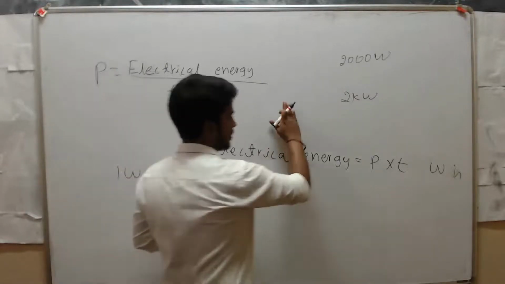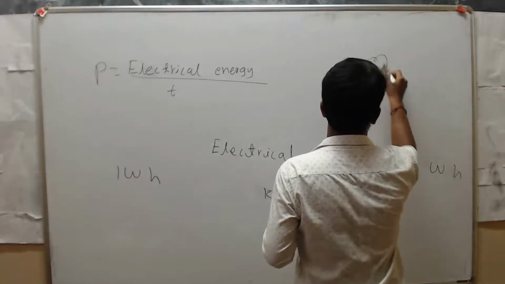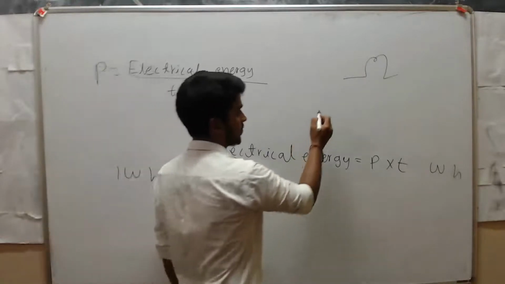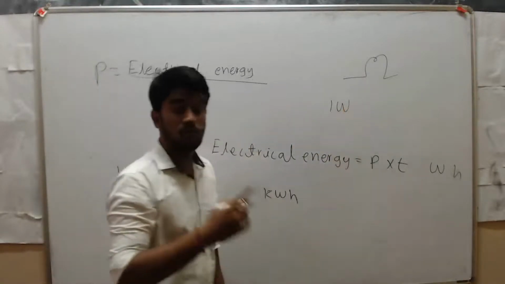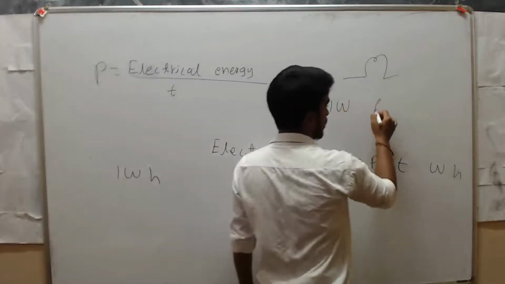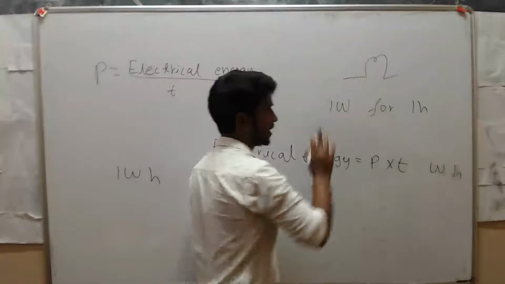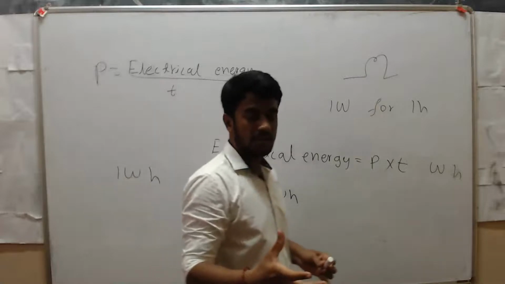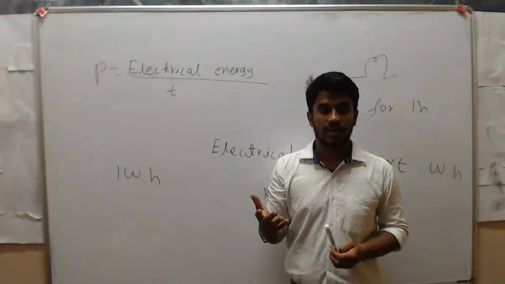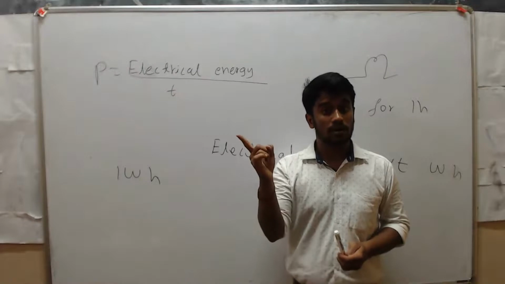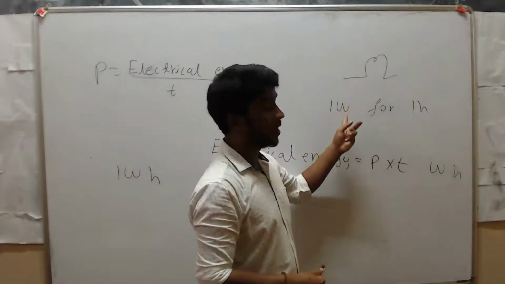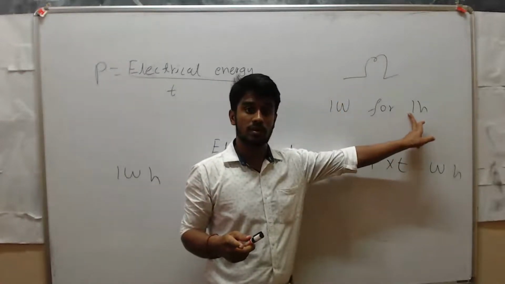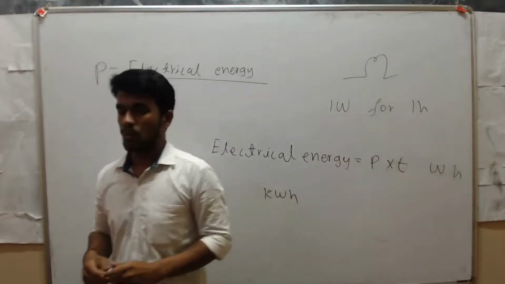See here, you have one bulb, and it consumes energy, say 1 watt. It consumes 1 watt for 1 hour. Then we can say that the electric energy is 1 watt hour. If you have a conductor whose power consumed is 1 watt for 1 hour, it should consume 1 watt not only for 1 second or 2 seconds, but continuously for 1 hour. Then we can say the electric energy is 1 watt hour.